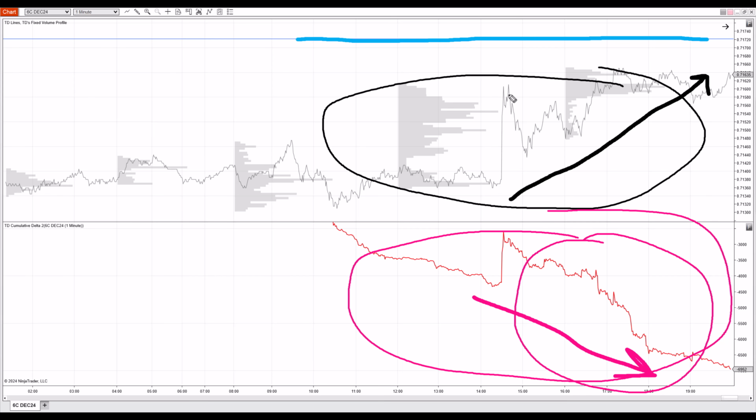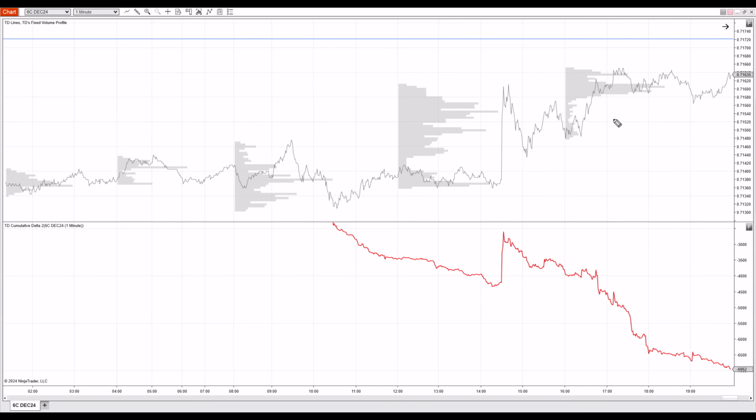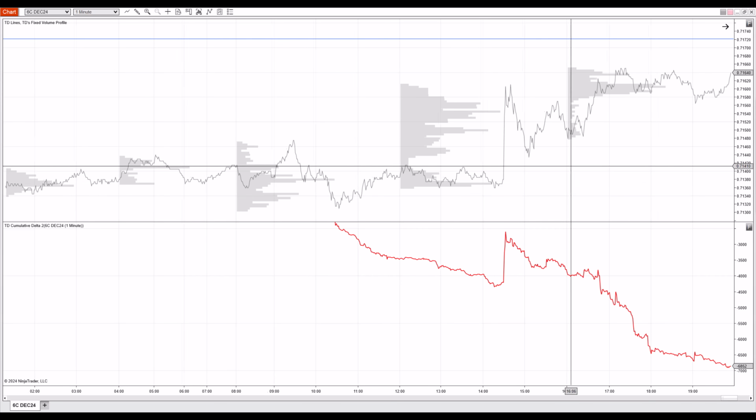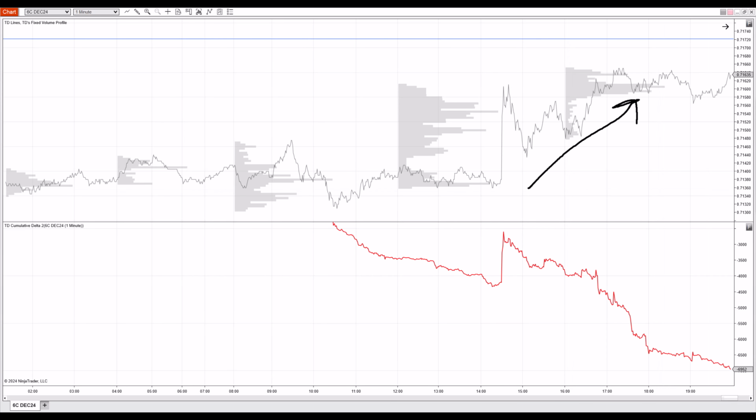Now at this point, I did nothing. I only knew about this divergence, and I was waiting for the price to reach this resistance level. And at this point, I already knew that I really wanted to jump in that trade because I had that nice divergence between the price and delta.